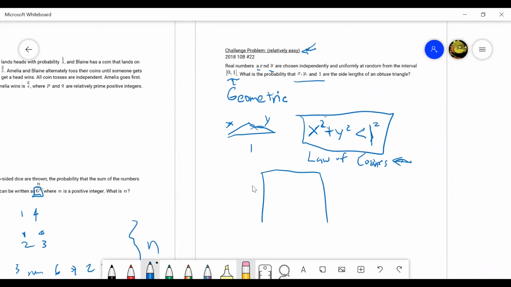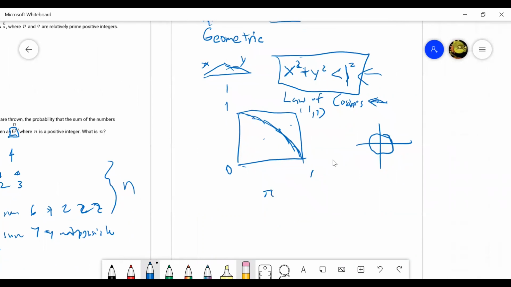The 0, 1 interval is just going to be a unit square, with corners 0, 0, 1, 0, 0, 1, and 1, 1. And x squared plus y squared less than 1 happens in this part to be the quarter circle, because this is the graph of a circle with radius 1 centered at the origin. We'll only look at the case where x and y are between 0 and 1. So this is just the circle over the square. The area of the quarter circle is going to be pi over 4, as that's 1 squared times pi divided by 4. And the area of the entire square is just 1. So the probability is just pi over 4.